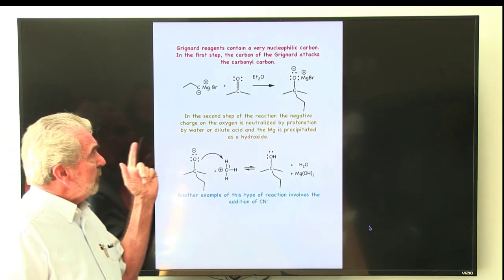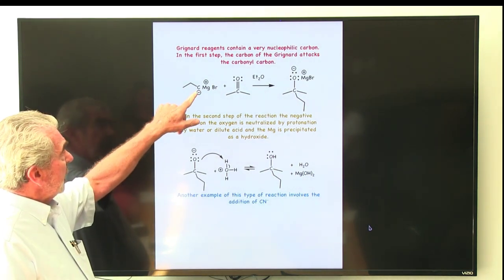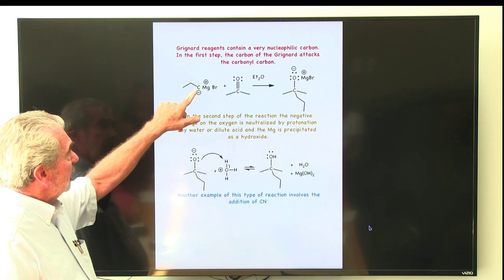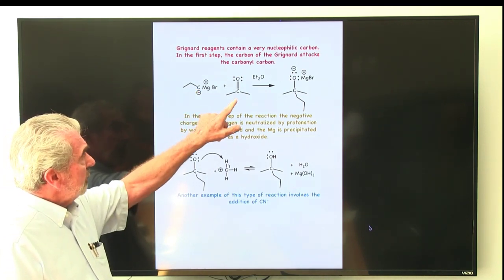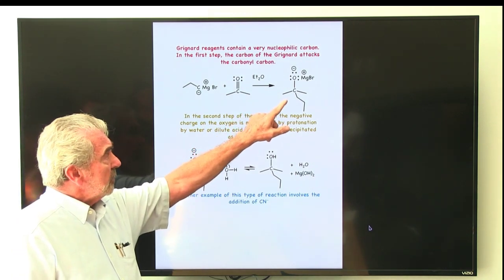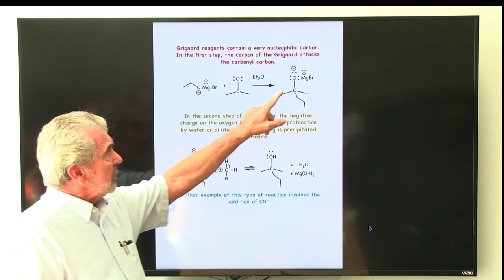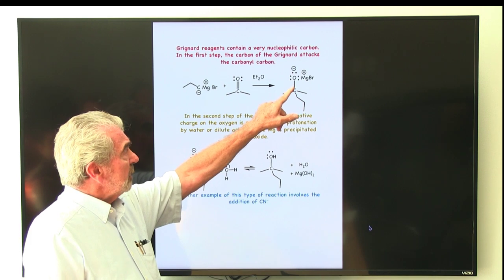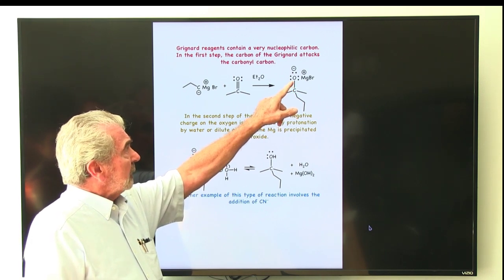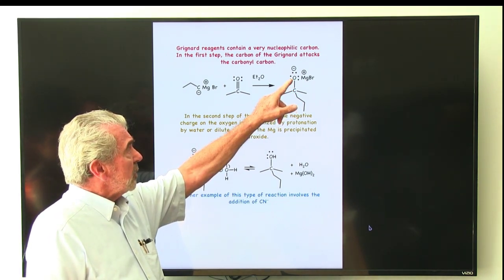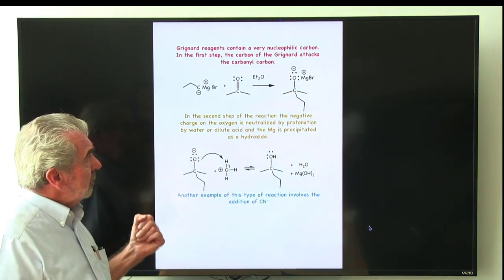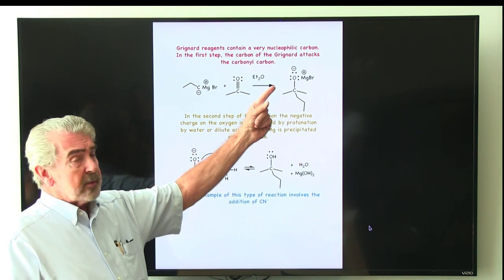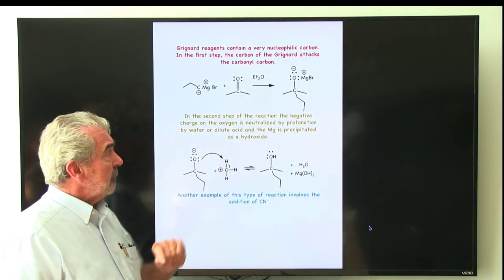So the way the reaction goes is we have this highly nucleophilic carbon from the Grignard, which comes over and hits the carbonyl. We get the tetrahedral intermediate. There's one other thing you should notice here, and that is that this magnesium fragment remains tied to this negatively charged oxygen. It's kind of like an ion pair. And this is important because it stabilizes this negative charge for a short period of time.